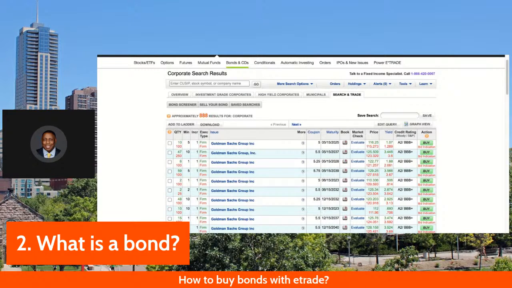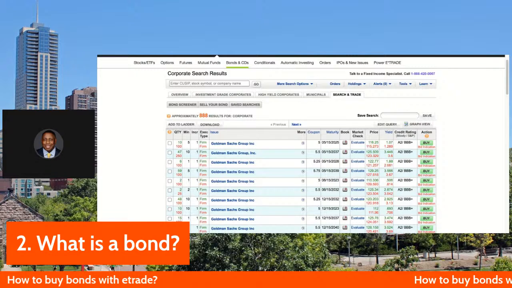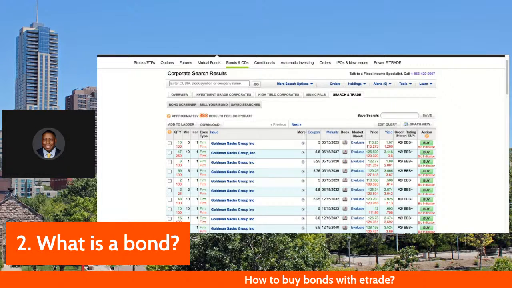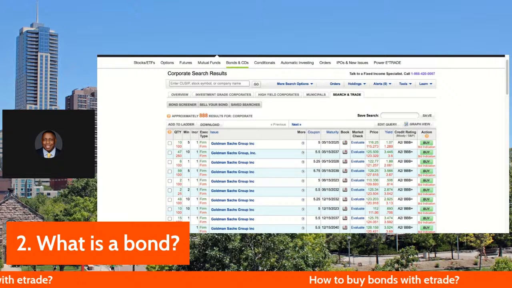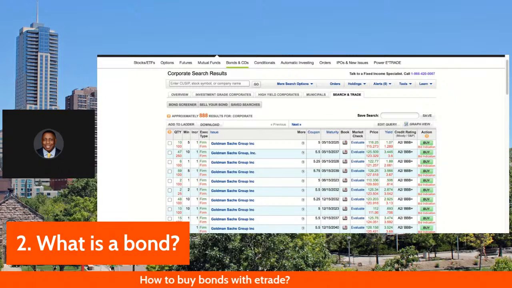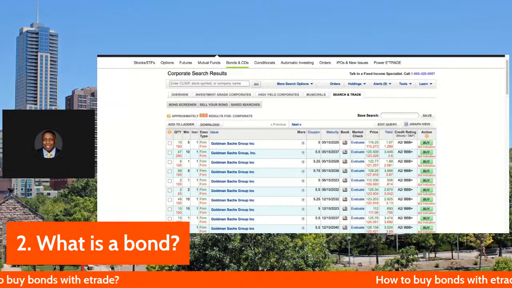Now, the next thing I want to talk about is the risk. What are the risks you have with the bond? Every investment comes with a risk, so we're going to talk about that. What are the risks with a bond? And this is how you get the different types of names of bonds as well.